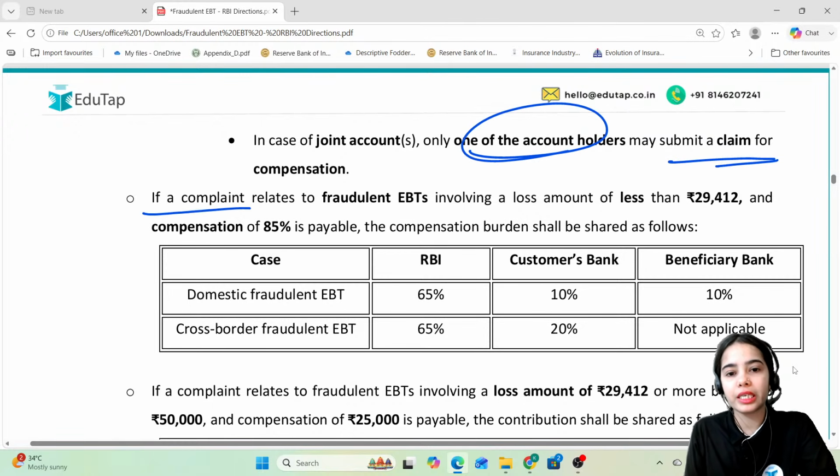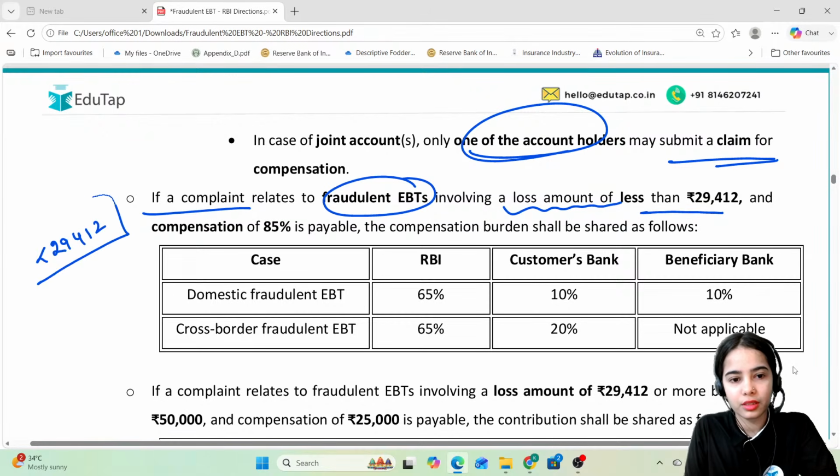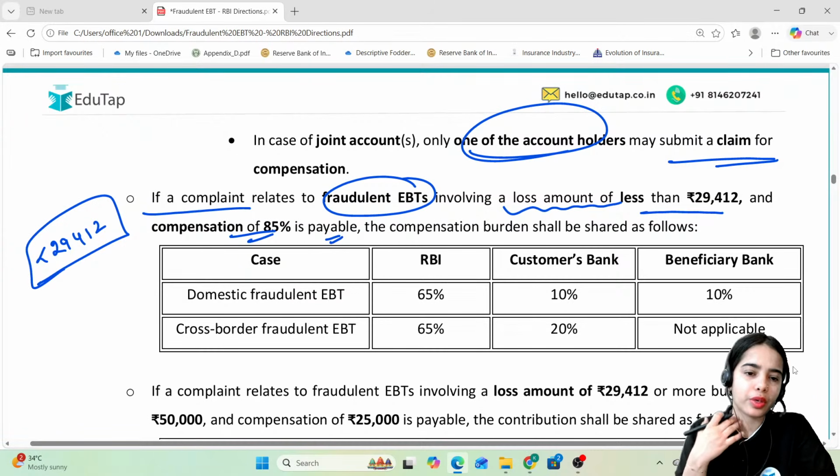So if a complaint relates to fraudulent EBT involving a loss amount of less than 29,412, the compensation of 85% is payable, because here the compensation is less than 25,000. So compensation of 85% will be payable.